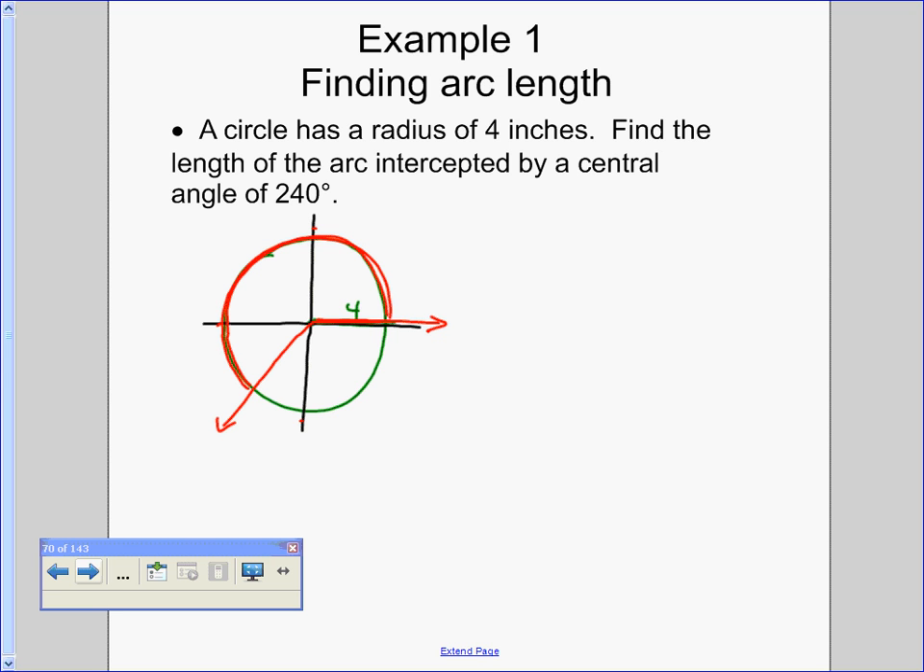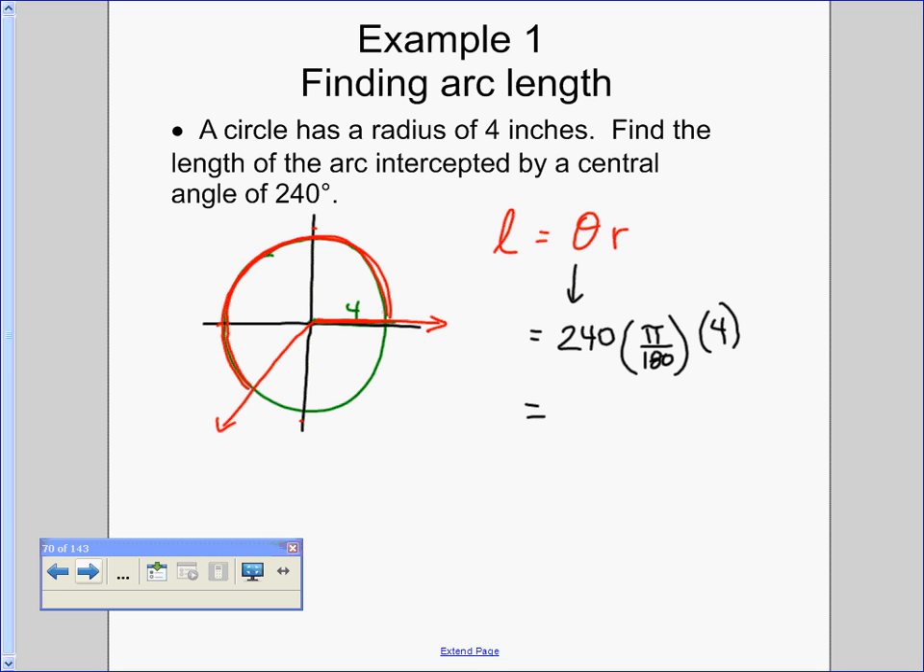First of all, our formula is that our length is going to be theta times the radius, and theta needs to be in radians. So the first thing we need to do is take that 240 degrees and change it to radians, so we're going to multiply by pi over 180. Then we're going to multiply by our radius, which we know is 4.